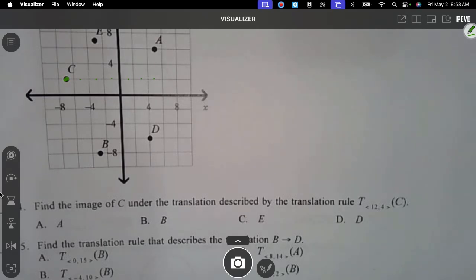Then where do I go? Up 4. 2, 4. What's my image? What letter is that? It's point A, which is also answer choice A.